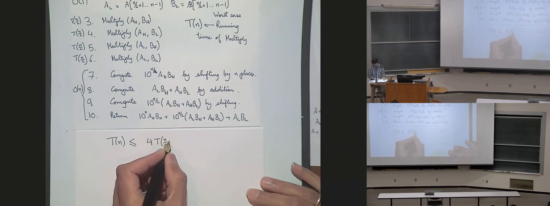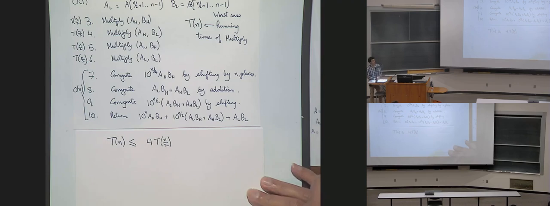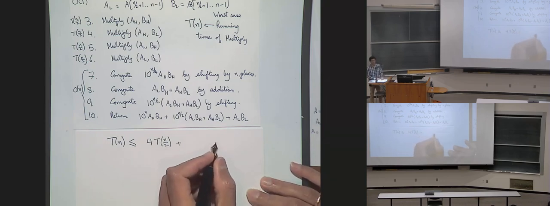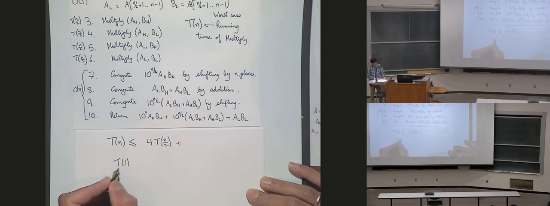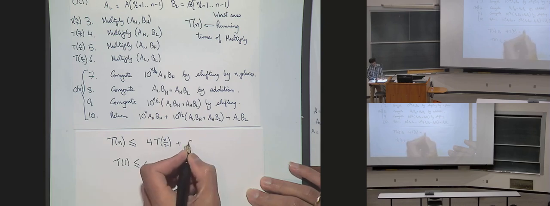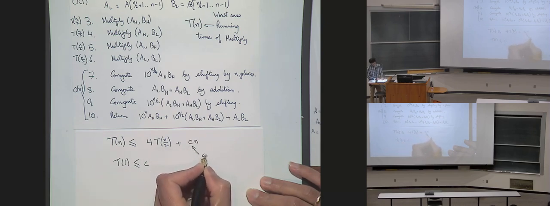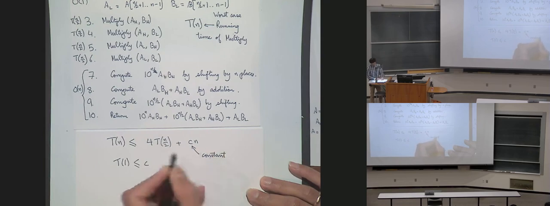4 times T of n over 2 plus an O of n. Right? And then T of 1. So this is going to be at most some constant, and this is some constant times n. So this is just some constant. Right? This is what you get.